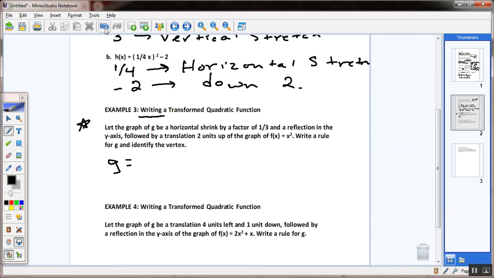And I should back up and write g of x. Okay, the first thing that happens here, kids, is this becomes a horizontal what? And then translation. Oh, reflection, reflected in the y-axis, and then what? Translation. Okay, let's see if we can figure this out.